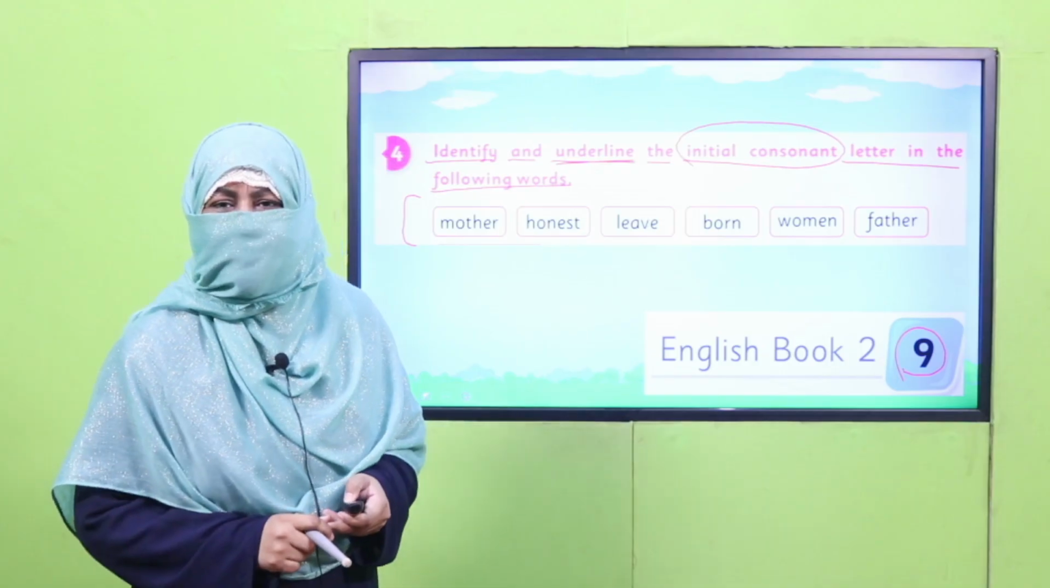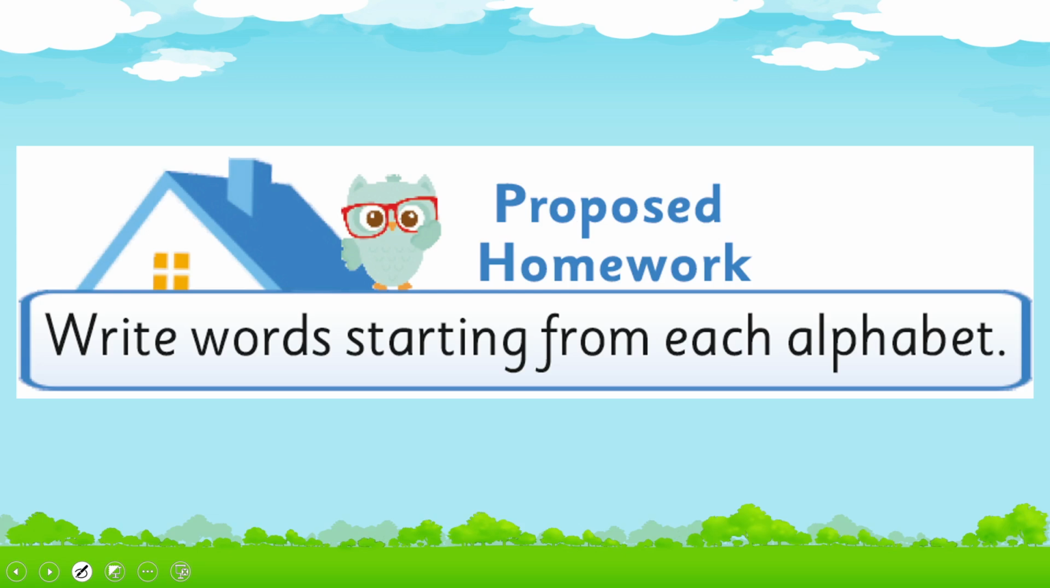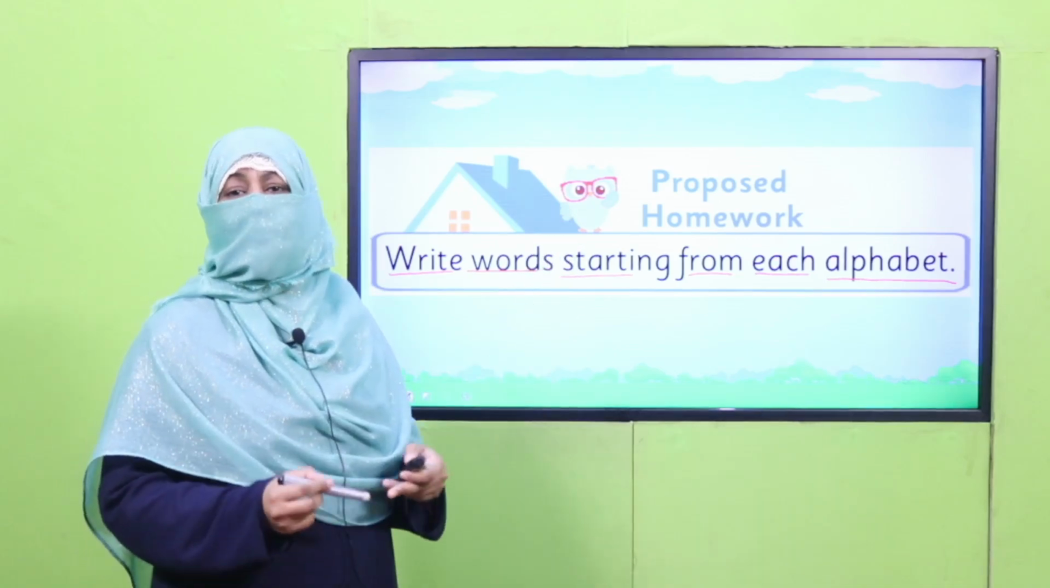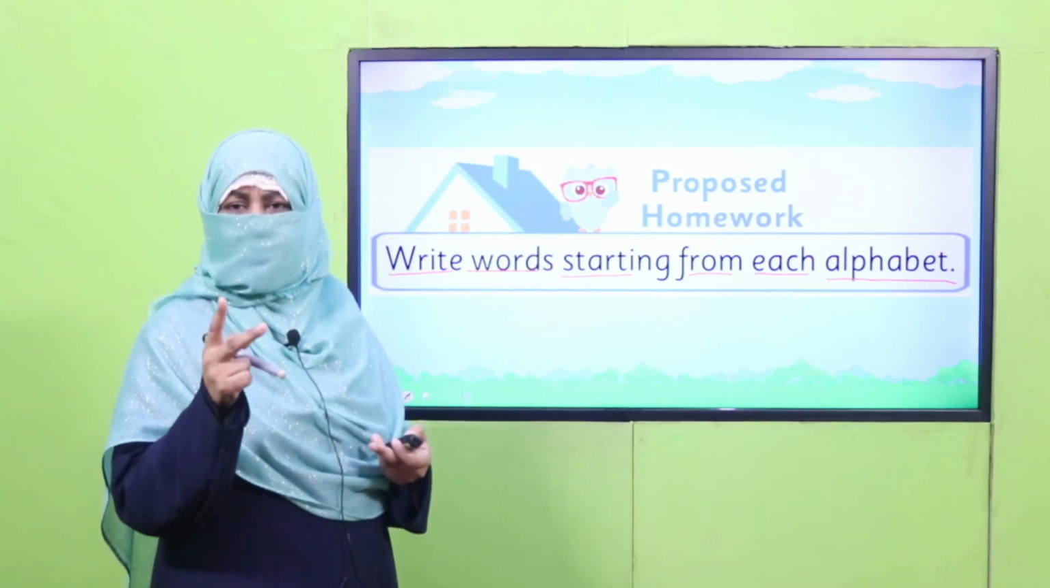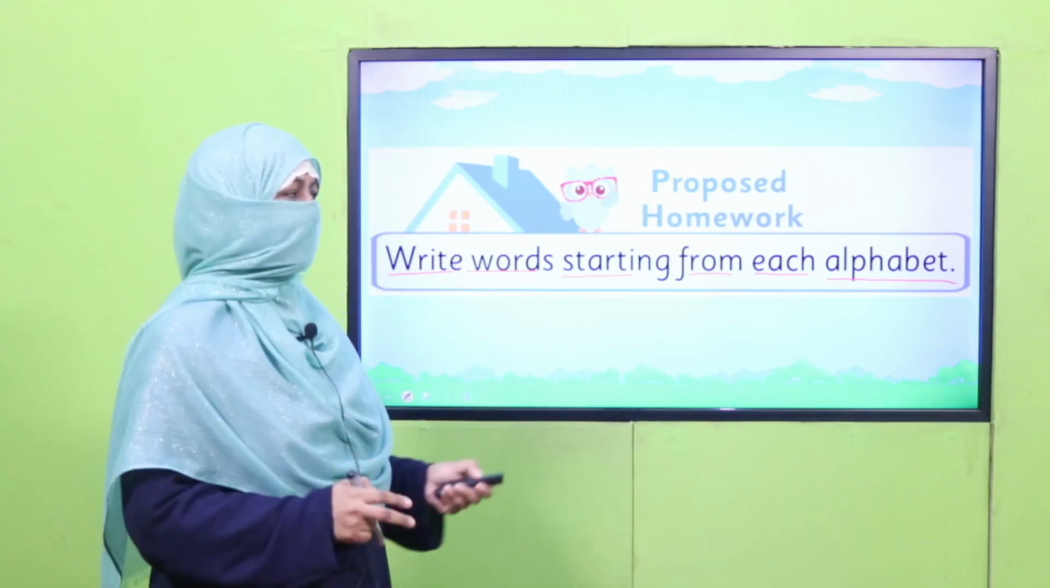Yes, my dear children, are you done with it? That's great. So here I'm going to give you a homework. Write words starting from each alphabet. Each alphabet from A to Z, you will write words, you will make a list, and what I suggest, use two different colors to differentiate between vowels and consonants.